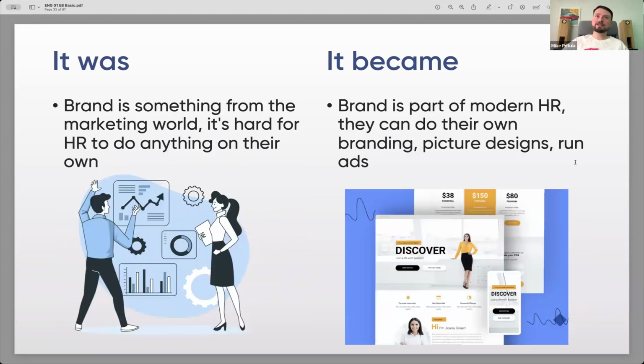It was brand is something for the marketing world. It's hard for HR to do anything on their own. So we need all these consultants, we need to involve marketing, we need to involve PR, we need to involve other experts. It became brand is a part of modern HR. They can do their own branding, picture designs, run ads, and so many other things. And there are so many tools for that. Actually, today we will learn some of them.